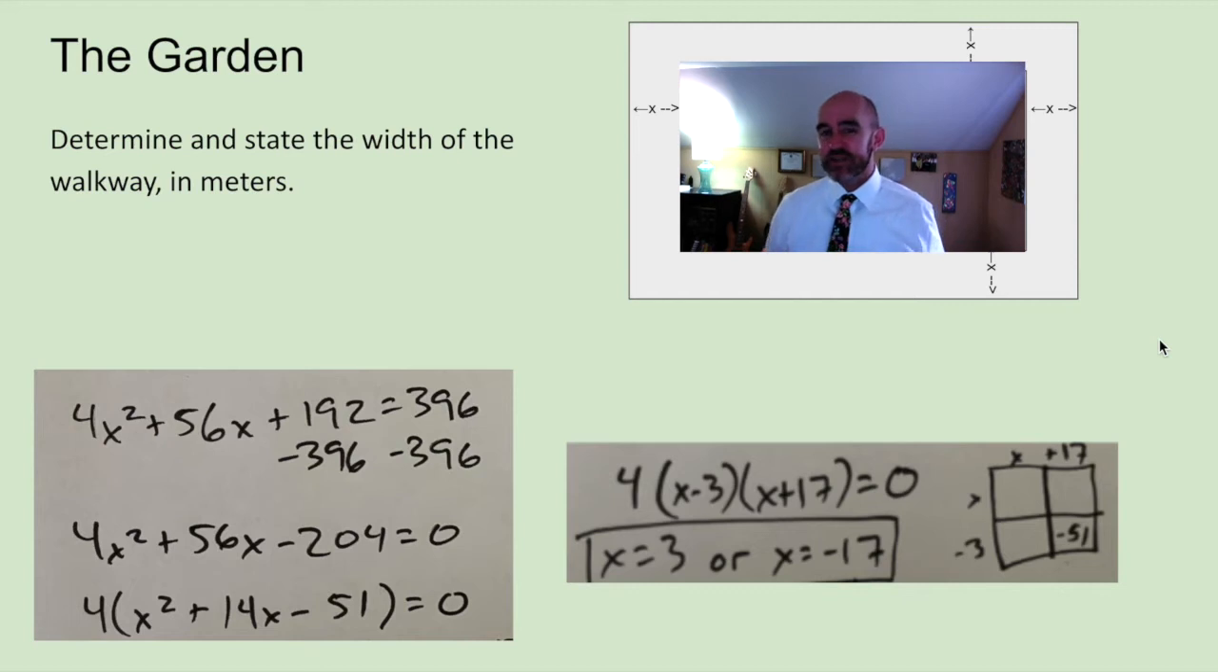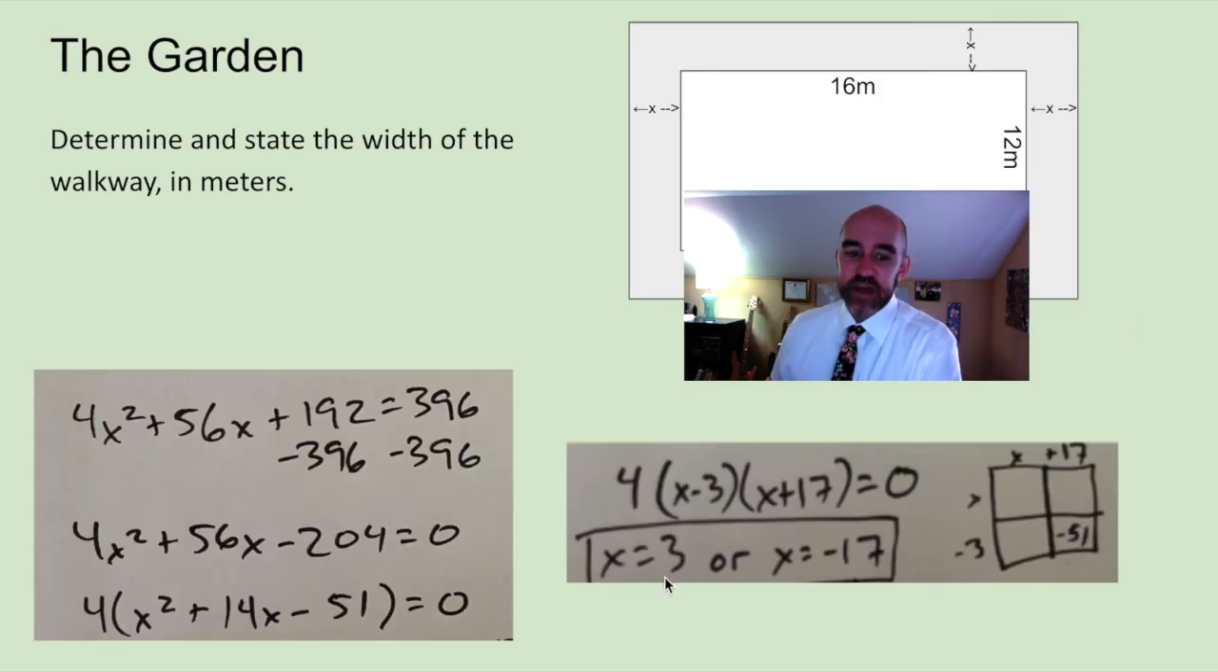So in most cases at this point, we would say we're done. We have 2 solutions, 3 or negative 17, and that's it. I don't want to hear any arguments, except here's the thing. If x is 3, then this walkway is a width of 3, which means that this whole garden plus walkway would have a width of 16 plus 3 plus 3, that's 22, and a height that's less than that, and that's fine.